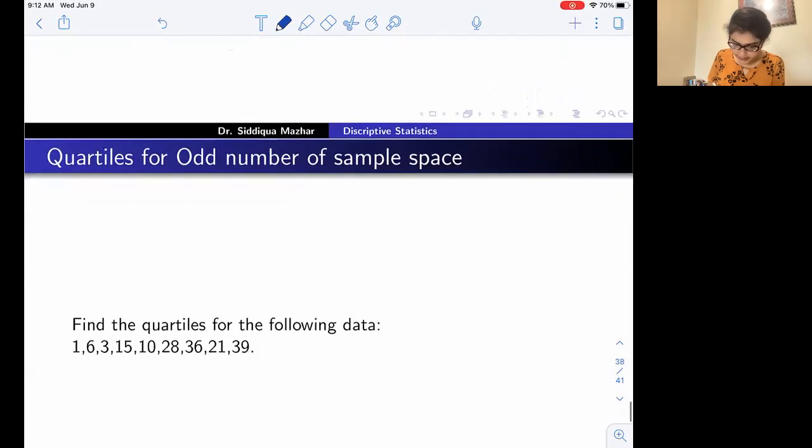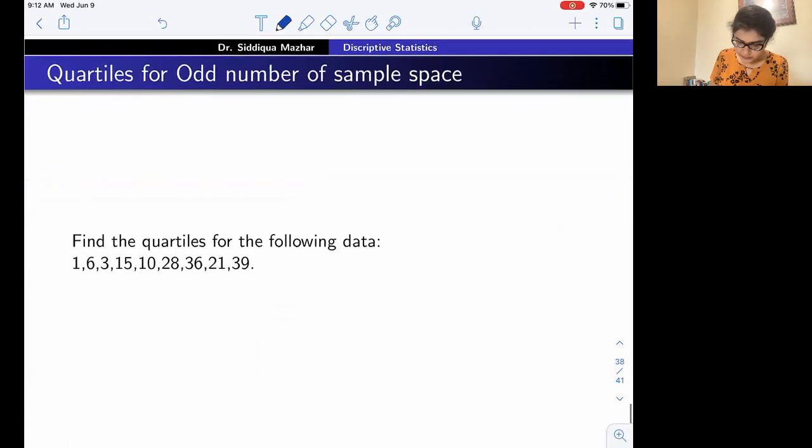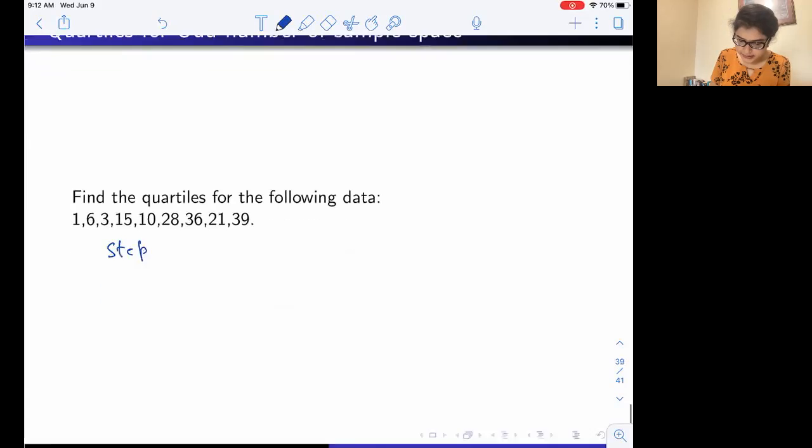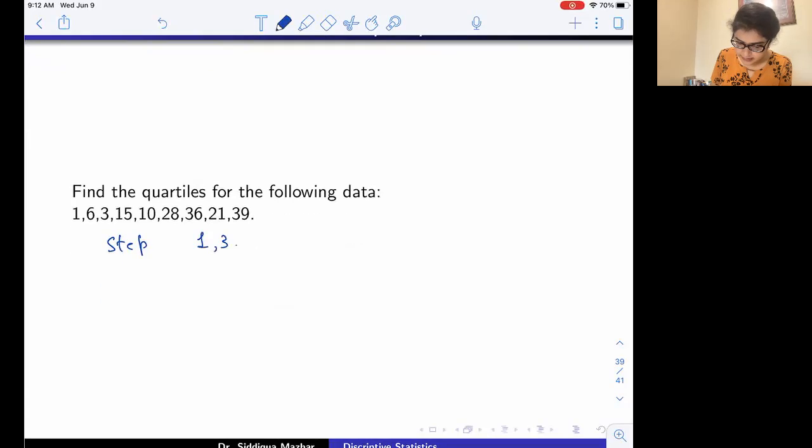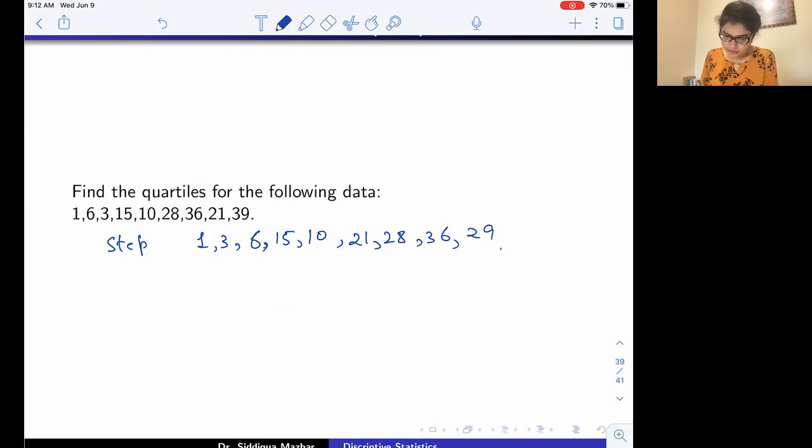So if I sort it, 1, 2, 3, 4, 5, 6, 7, 8, 9. So these are the 9 values. The first step is you have to sort it, writing it in increasing order: 1, 3, 6, 10, 15, 21, 28, 36, and 39. So how many values does it have? 9. So this is step one.